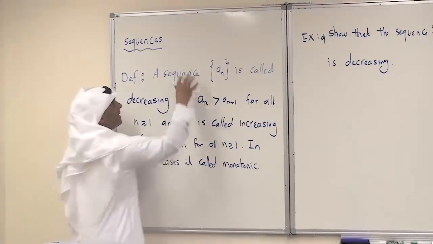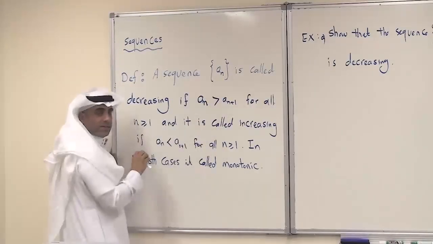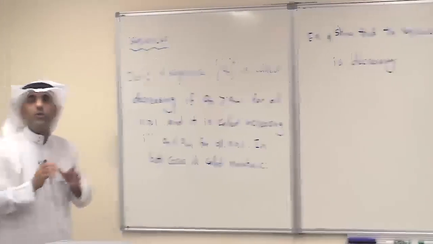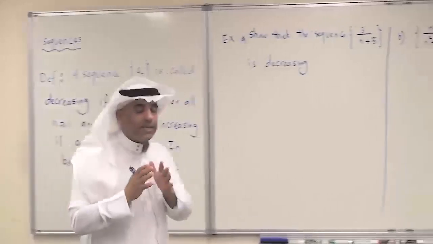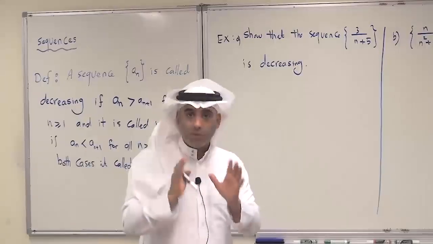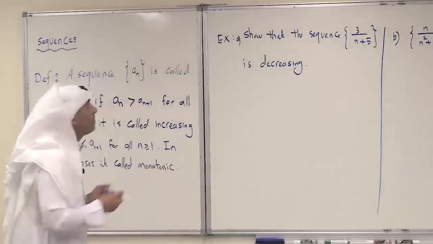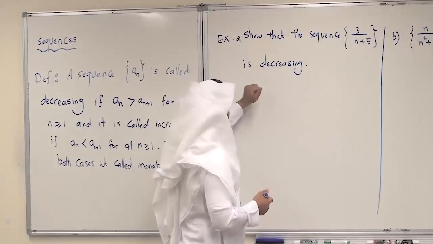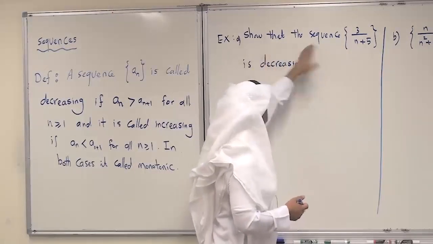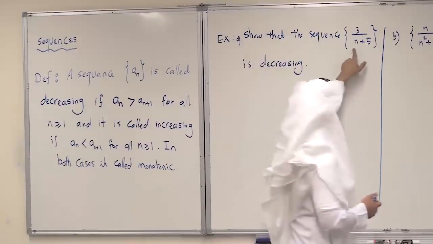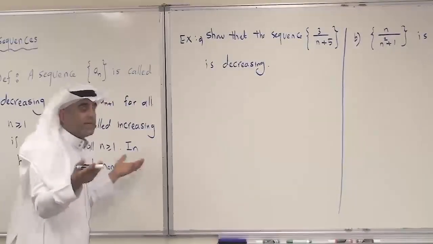In both cases, increasing and decreasing sequences, these sequences are called monotonic sequences. So monotonic means a sequence that is either increasing or decreasing. How to show a sequence is decreasing? This will be explained in the following exercise. The exercise will show that these two sequences are decreasing. Show that this sequence is decreasing. Also show that this sequence is decreasing.